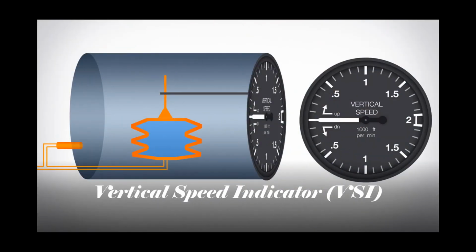This is your vertical speed indicator. It consists of your diaphragm, your calibrated leak, and a case. It uses the diaphragm as static pressure to simulate the vertical speed of the aircraft. As the aircraft descends, pressure increases, and as it ascends, pressure decreases, and then it will zero out with straight and level flight.